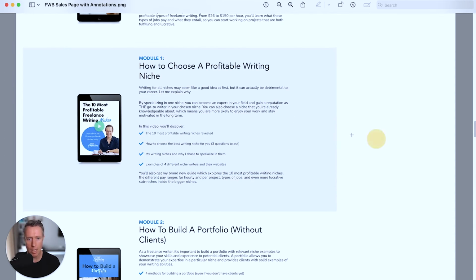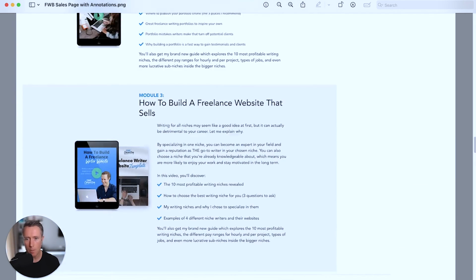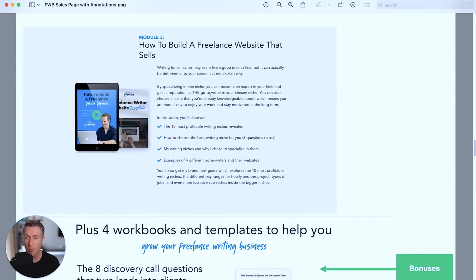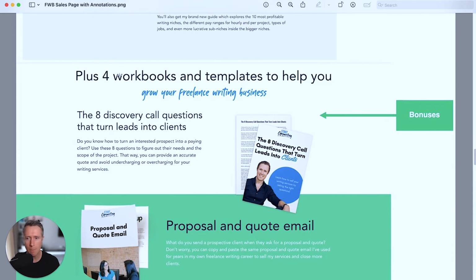So this goes into each of the modules of the course, which I won't go through now. There's actually more than 3 modules. I think there's 5 or 6 modules, but I cut the page short just so we get to the other sections here. Of course, if you want to see this page, go to startcopywriting.com/freelance writer blueprint, and you can check it out yourself.